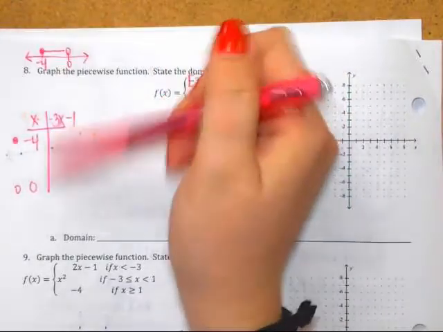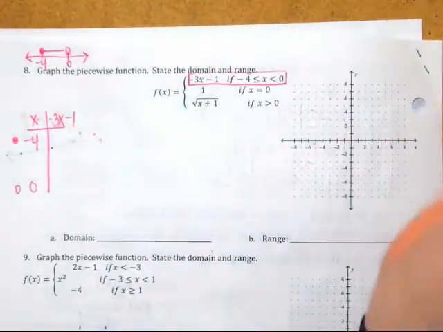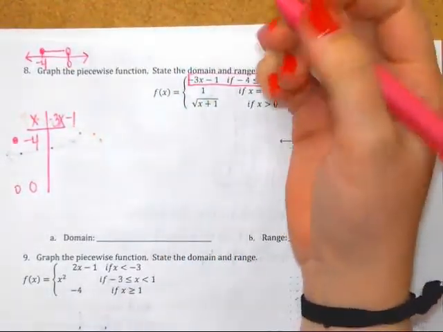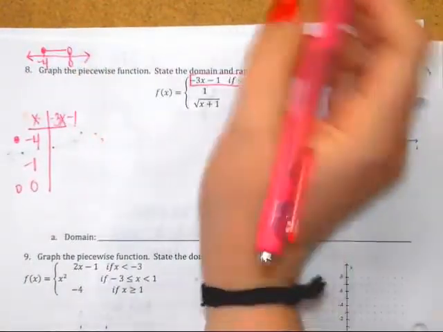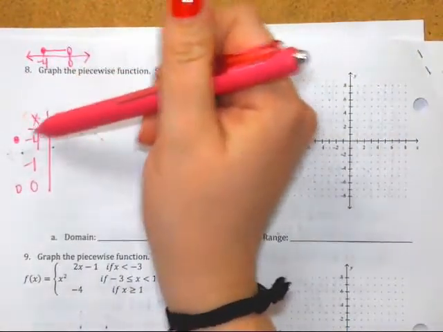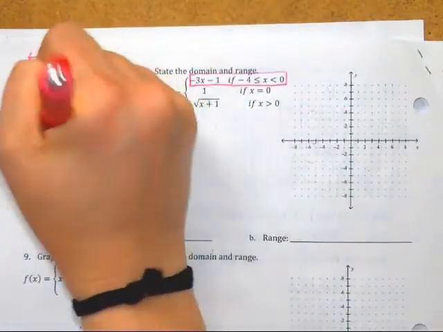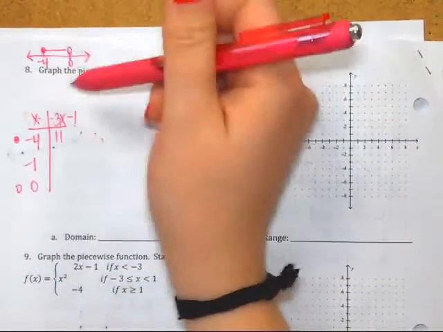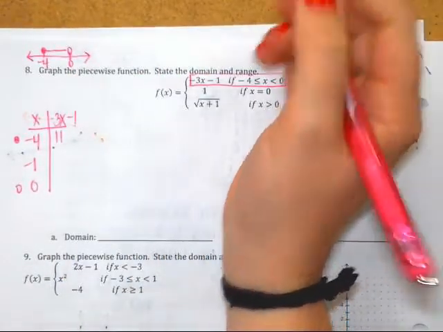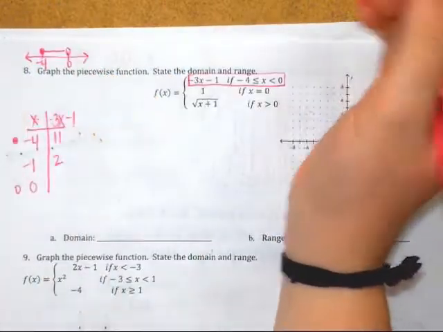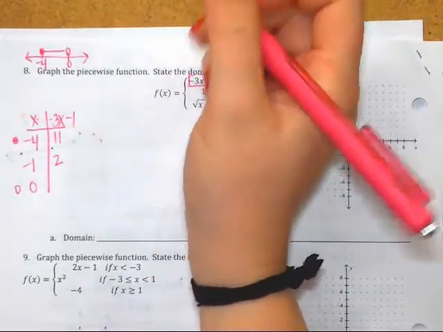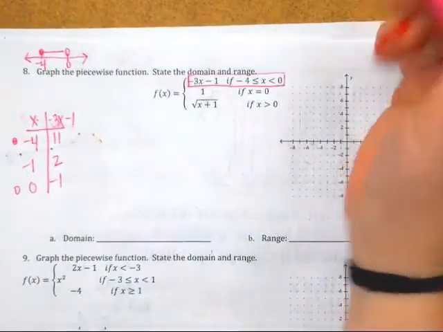Now I can pick any value in between. I can pick negative 2, negative 1, negative 3. I'm just going to pick negative 1. Okay, so negative 4, we plug that in. That gets me 12 minus 1, so 11. Negative 1 I plug in, I get 3 minus 1, 2. And then negative 3 times 0 is 0, minus 1, minus 1.